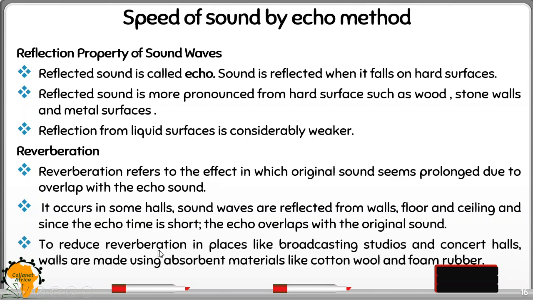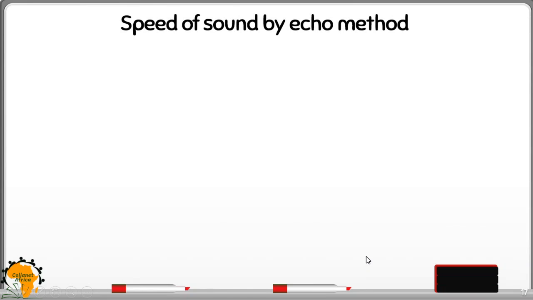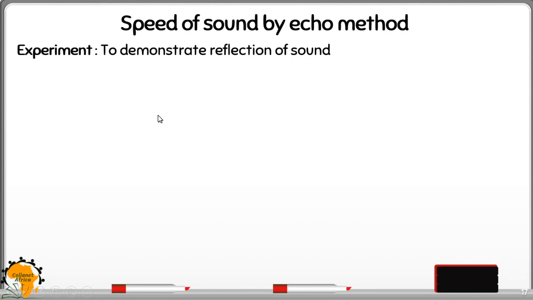Then to reduce reverberation, especially in broadcasting studios and concert halls, you find that the walls are made using absorbent materials. This means that they will absorb sound. Absorbent materials like cotton wool or foam rubber. Then we move to experiment.